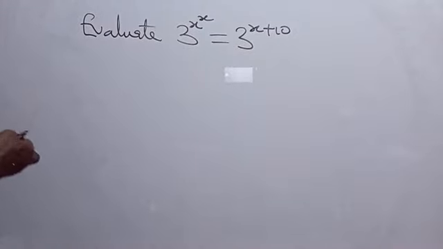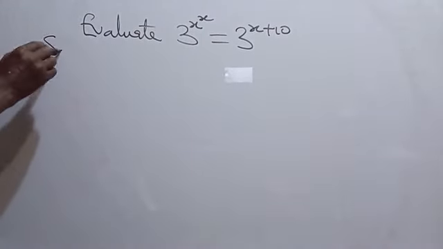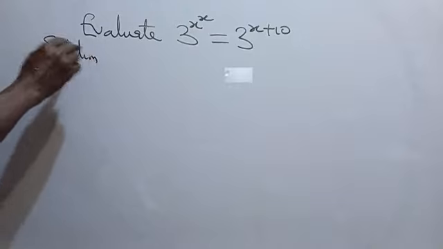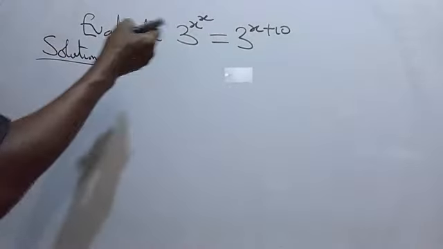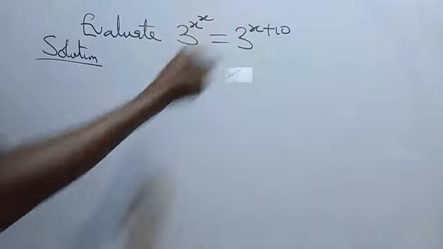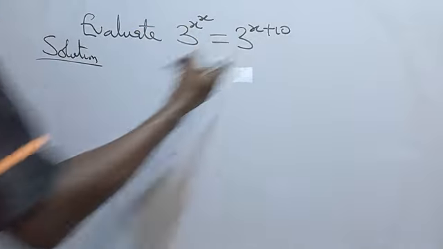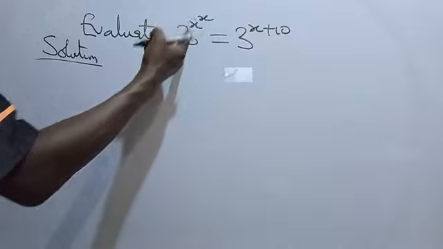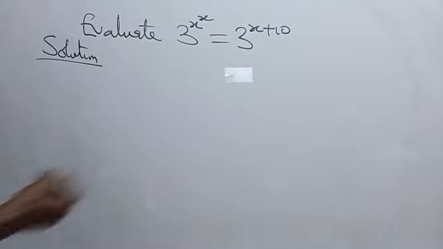Hello, let's try to solve this equation. Okay? Now, we have this: 3 raised to x, raised to x, is equal to 3 raised to x plus 10. The exponent here is x raised to x, while the exponent here is x plus 10.